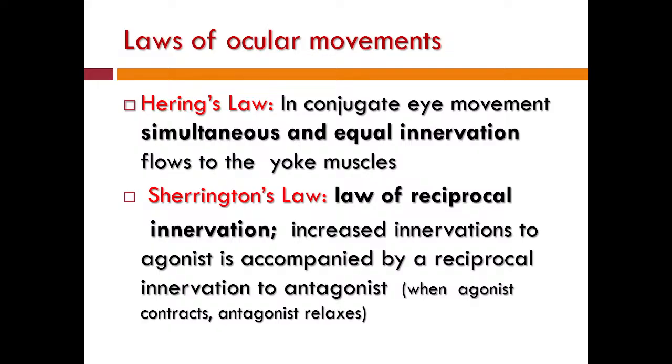So, when you test ocular movements, you find one eye is moving more, it means it is because of Hering's law, there is overaction of the opposite muscle, the yoke muscle. That is the importance of knowing the agonist and antagonist and the simultaneous innervation to both the muscles.